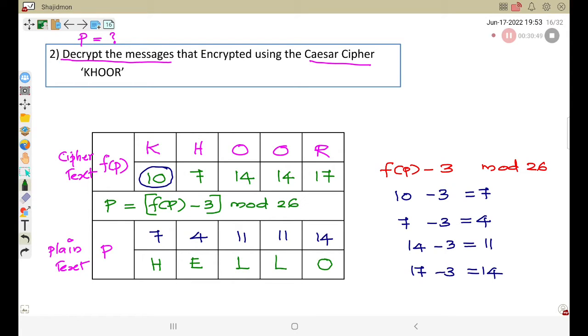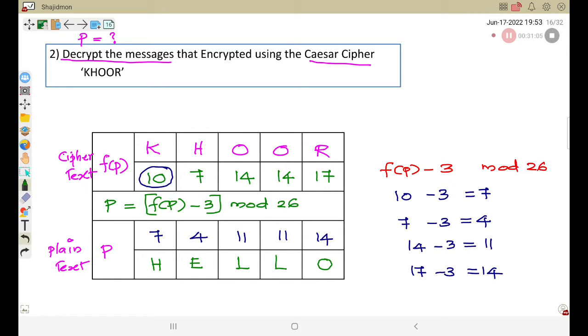And here, when we are subtracting, the possibility of a negative number coming, be very careful. But here no problem. In later questions we will discuss that. So I hope you understood how we are doing encryption and decryption by using Caesar cipher.